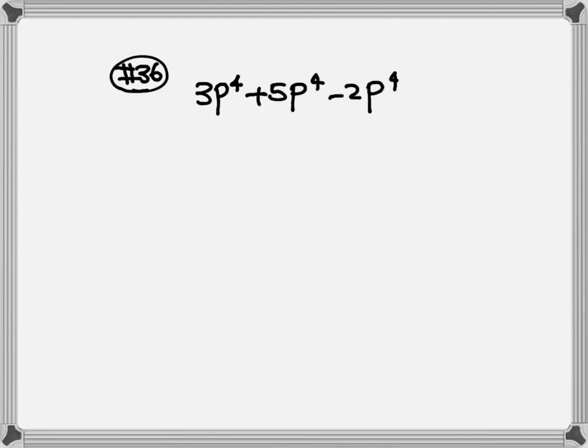Okay. Now let's look at number 36. We have 3p4 plus 5p4 minus 2p4. So all the numbers, they are p4s, okay? So you're going to combine these like terms. All you need to do is just add or subtract the numbers. So it'll be 3 plus 5 minus 2. That gives you a 6. Keep the p4.